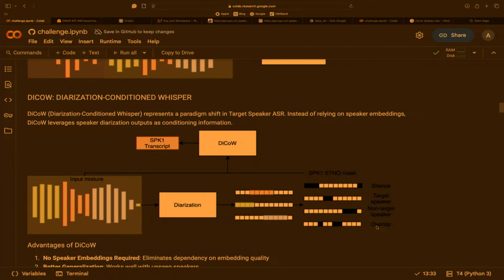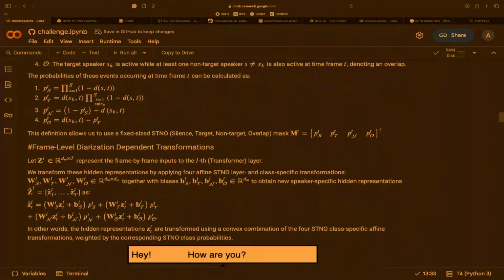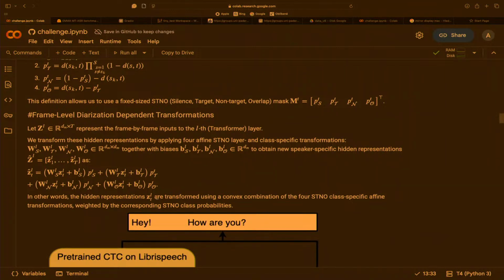This will work, but not very well, because then you have these overlapping regions. And what should you do with the overlap? Should you just suppress it? Then you are missing the speaker, or should you flip it? You don't know what to do with it. So for that reason, we propose these FDDT layers. Here is the equation for it.